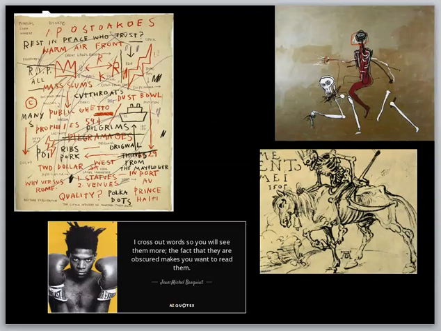One of the things that Basquiat continues to do is scrawl on words and then scratch them out. And according to Basquiat, it is because, quote, "I cross out words so you will see them more." The fact that they are obscured makes you want to read them. Perhaps that's a hint at the amount of work it takes to actually break through the codes of Jean-Michel Basquiat.